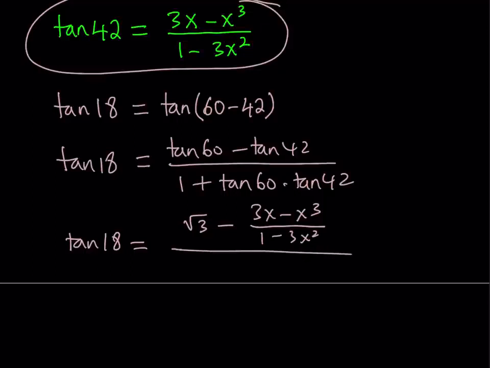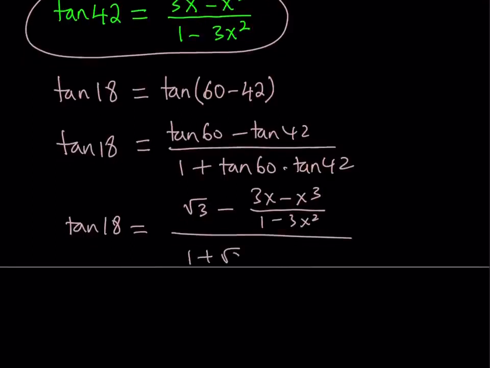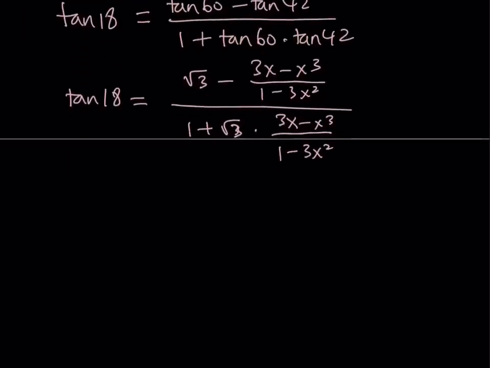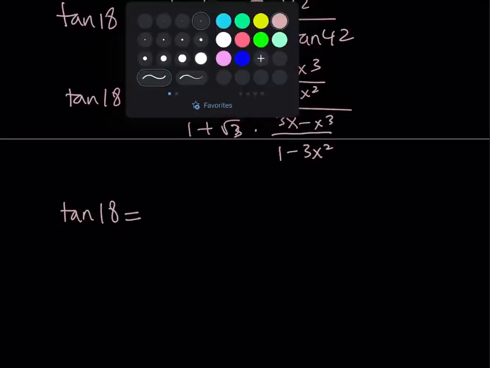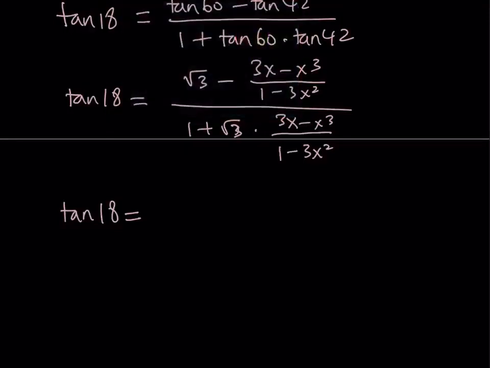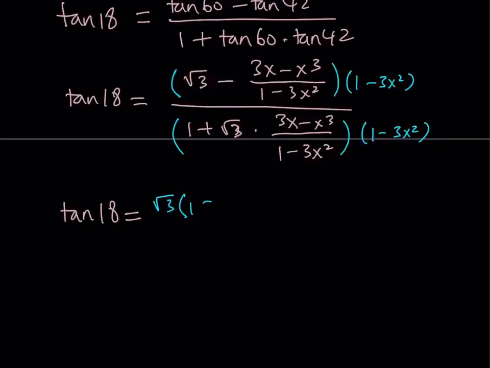And of course, I need to do something similar at the bottom. 1 plus root 3 multiplied by 3x minus x cubed, divided by 1 minus 3x squared. Great. Now let's simplify this, and that's going to give us our answer in terms of x. So tangent 18 can be written as, again, I can multiply the top and the bottom by 1 minus 3x squared so that I can get rid of the fractions. That's probably the easiest way to do it. Let's just go ahead and do that. I'm not going to distribute everything onto everything, just take a lump sum here. So root 3 multiplied by that is going to give me something like this, right?